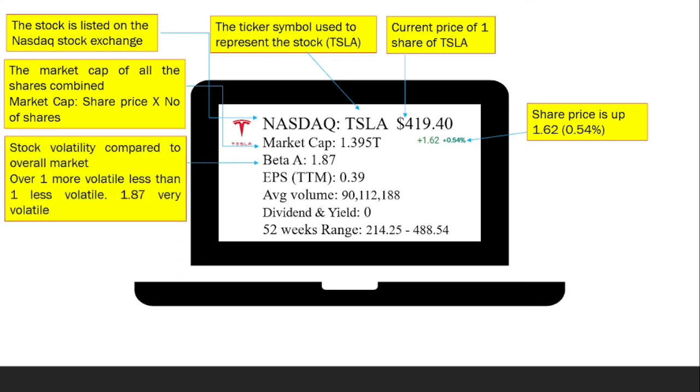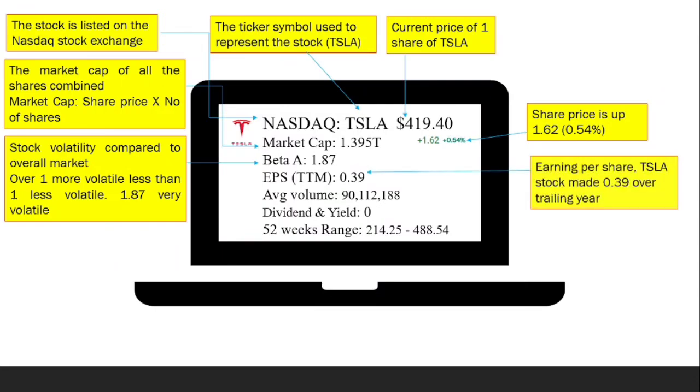The next thing is beta. This is a very important indicator. If it is less than one, it indicates the stock's volatility compared to the overall market. So if it is less than one, the stock is less volatile. If it is more than one, the stock is highly volatile. At 1.87, Tesla is highly volatile. The next thing is EPS, earnings per share. Tesla stock made 0.39 over the last trading year.